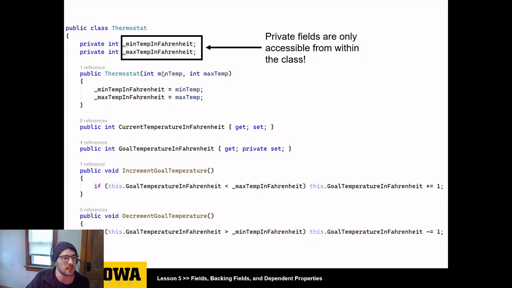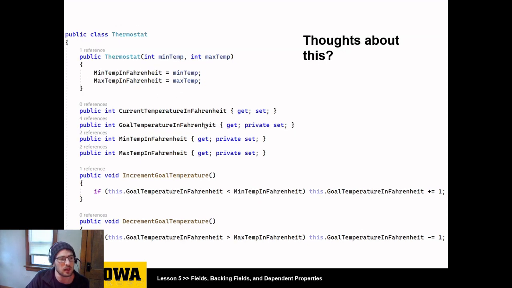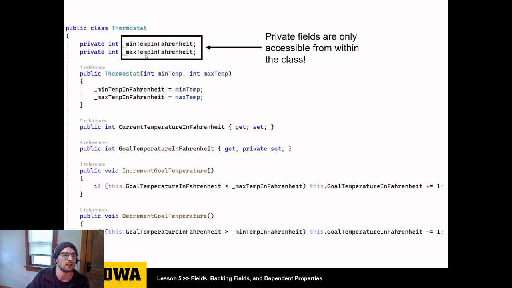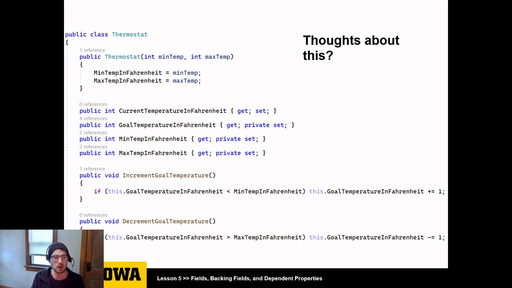So we take in minimum and maximum temperature in the constructor, and we use that to set the min and max. So from here, internally, this thermostat needs this data to be able to ensure it's in a valid state, but this information is only pertinent or important to the thermostat class itself. We don't want to make these accessible from outside of the class.